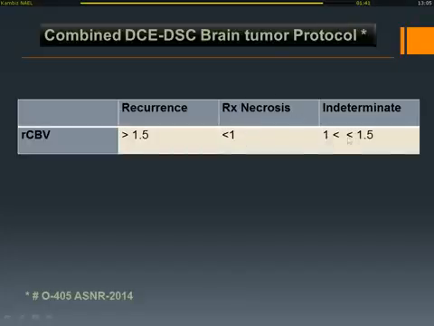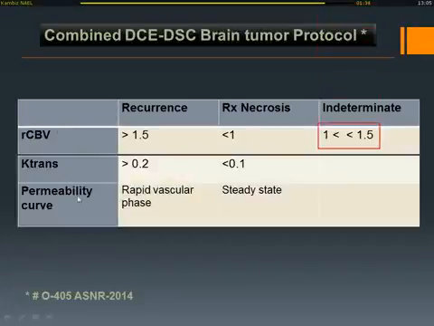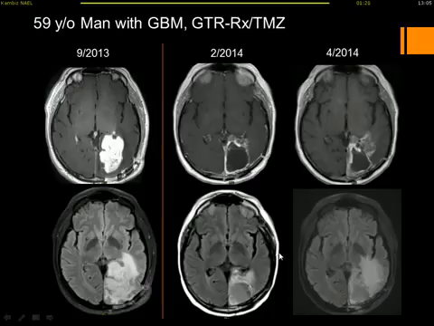If it's between 1 to 1.5 or the rCBV is not diagnostic, like the case I'll show you, then we look at our DCE images, and these are the values that we use. So if the K-trans is increased and you have a rapid vascular phase curve, then we call it radiation necrosis. So let me show you one case in which I can emphasize the importance of having a good post-processing technique.